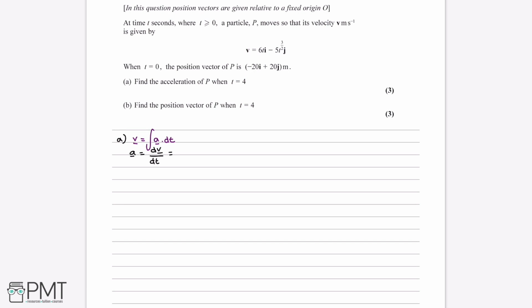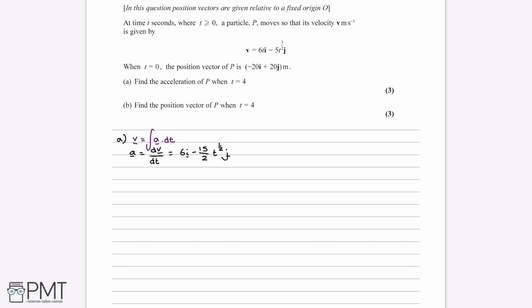For 6t, we take the coefficient of t, which is 6, multiplied by the power, which is 1. So 6 multiplied by 1, and then we take away 1 from the power. We're left with 6t to the power of 0, which is just 6. We keep the i constant; we don't do anything to the i and the j. Then we do the exact same to the next term, so this becomes minus 15 over 2 t to the power of a half j. And now we have our expression for the acceleration.